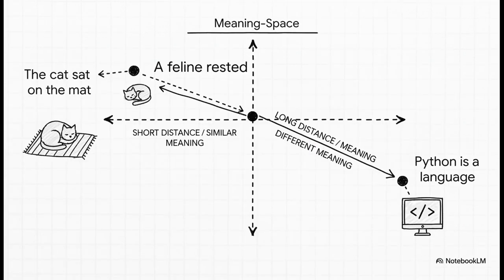To really make that concrete, just imagine 2 sentences. The cat sat on the mat, and a feline rested. They mean pretty much the same thing, right? So on our meaning map, their numerical addresses would be plotted super close to each other. But a totally different sentence, like Python is a programming language, is about a completely different topic, so its address would be way over on the other side of the map. It's that distance, that mathematical relationship that lets the AI understand context and meaning.